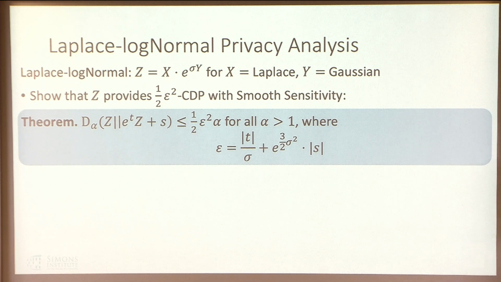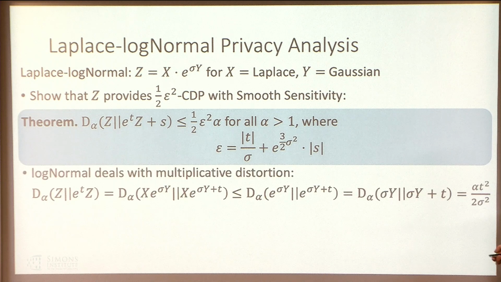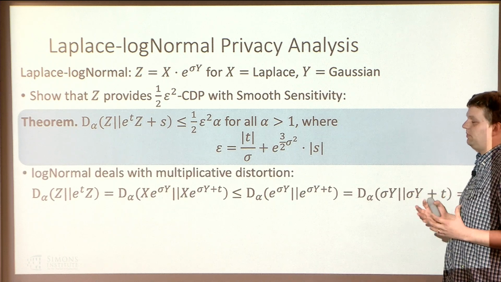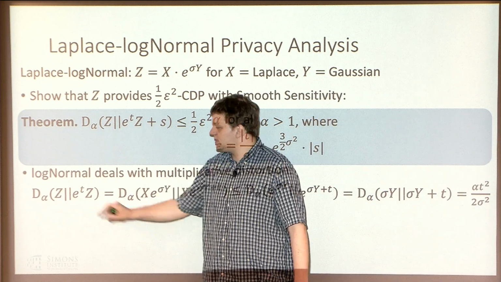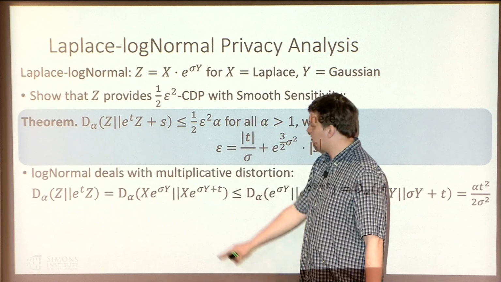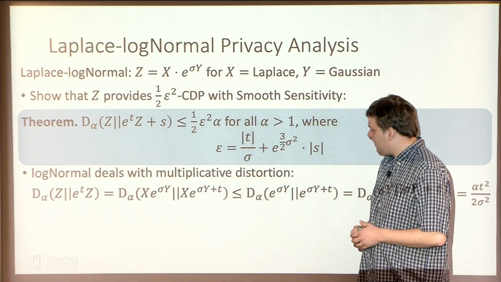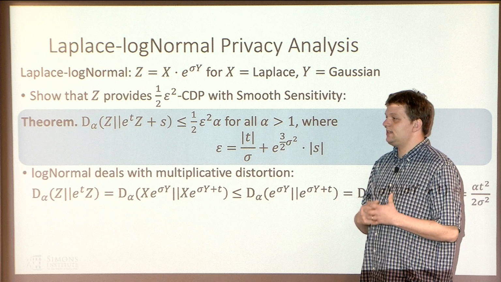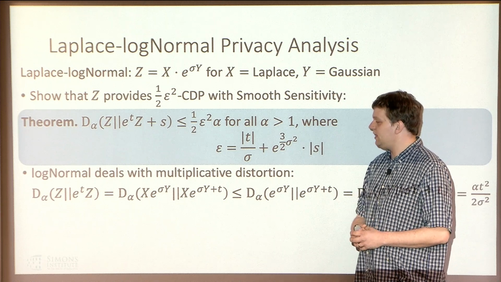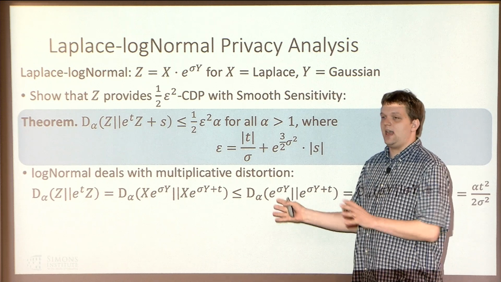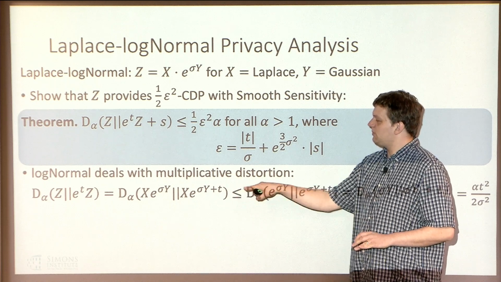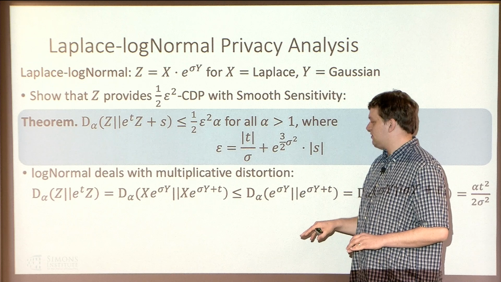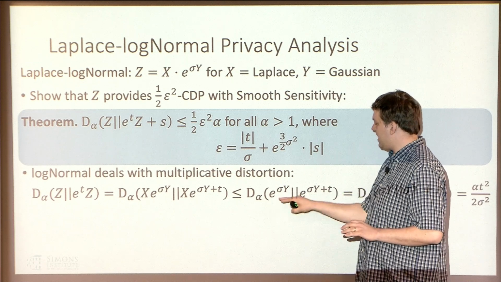Okay, so let me try analyzing this in 3 lines. The first thing is that the log normal deals with the multiplicative distortion. So let's just look at the multiplicative distortion on its own, z versus e to the t times z. We can write that out. Now, Rényi divergence has this nice quasi-convexity property, which means I can just take out the x. I'm just multiplying both sides by x, so I can ignore it. I can divide by x, and we're done.